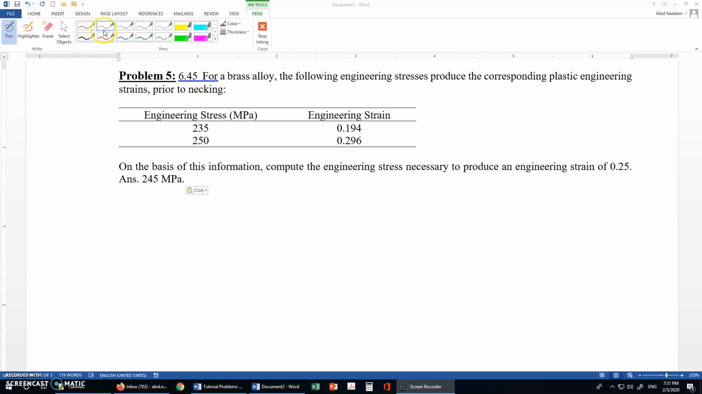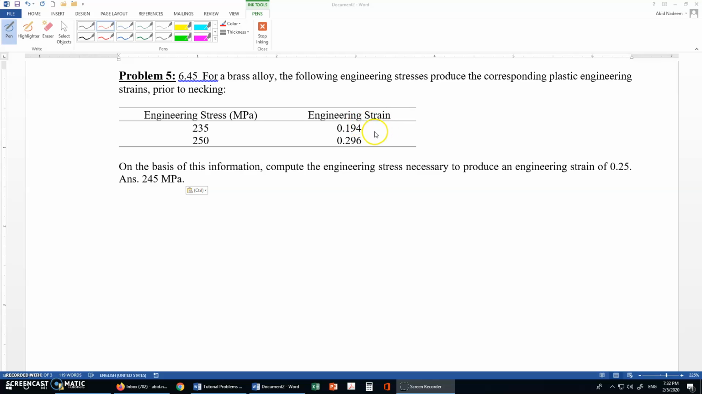In this problem, the statement is: for a brass alloy, the following engineering stresses produce the corresponding plastic engineering strains prior to necking. So these two are the plastic engineering strains. I mean, these two are engineering strains, but they are in the plastic condition. On the basis of this information, compute the engineering stress necessary to produce an engineering strain of 0.25.